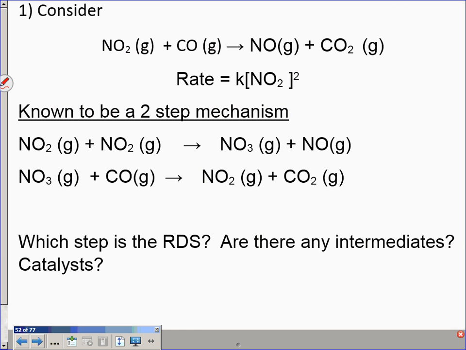All right, so here's our mechanism given to us in two steps. The overall reaction is given at the top. The experimentally determined rate law is given in the middle. Tell me how I would determine if this is a valid mechanism for this overall reaction. Okay, so do the coefficient. I guess tell me first, who, according to the rate law, is the rate determining step? Step 1 or step 2?